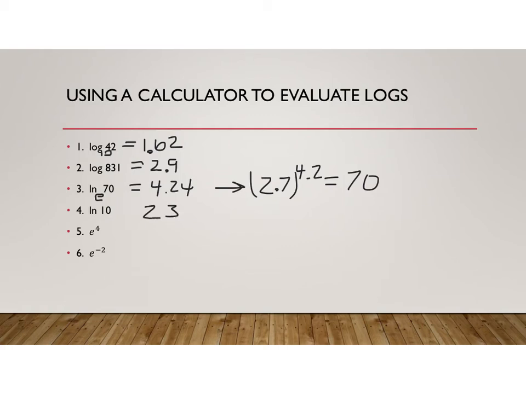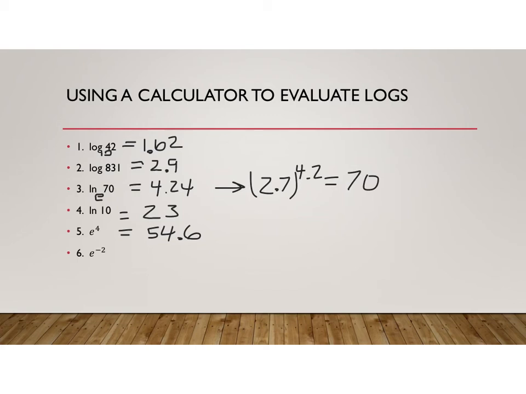e to the 4th. To get e on your calculator, if you hit the second ln button, that is the e to the x button, you're simply taking e to the 4th. That's like 2.7 to the 4th power, which is about 54.6.